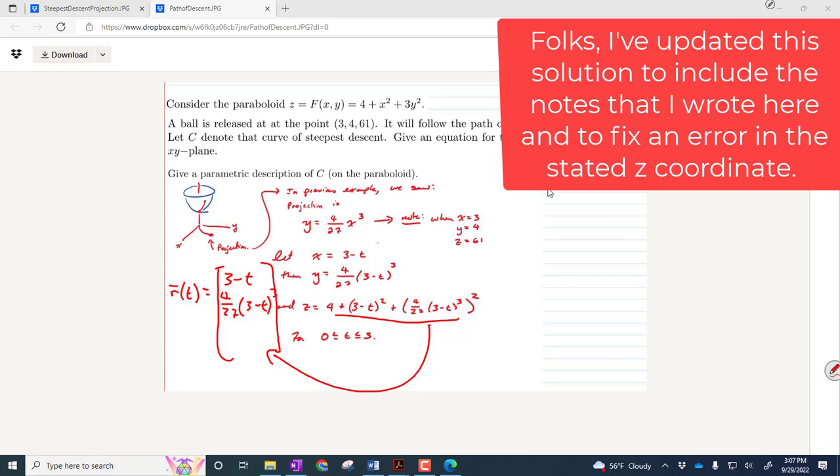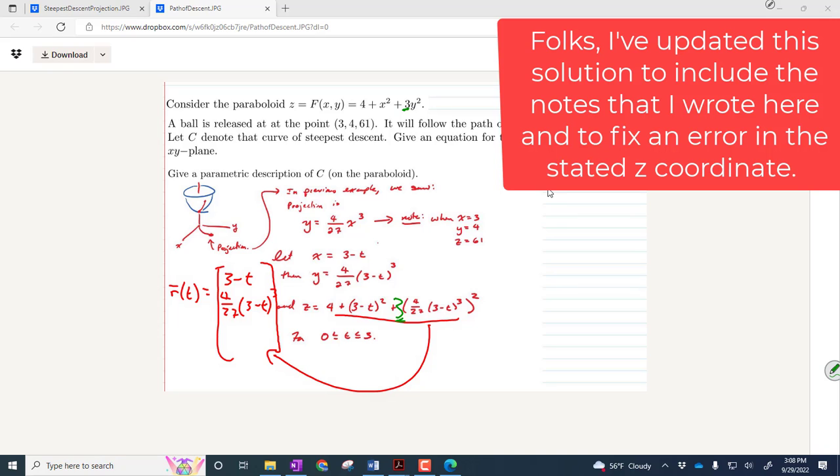Yes? So above, z is defined as 4 plus x squared plus 3y squared. And the 3, what happens to the 3 there? The 3 should be there. Okay. Folks, Chance was mentioning that 3 right there. That factor of 3 needs to be there.